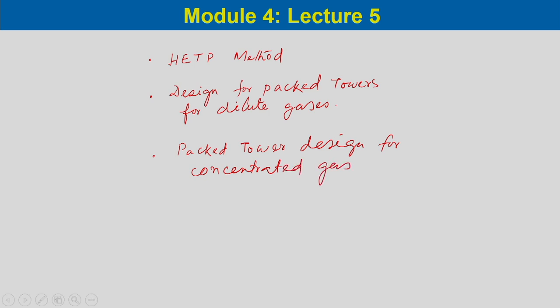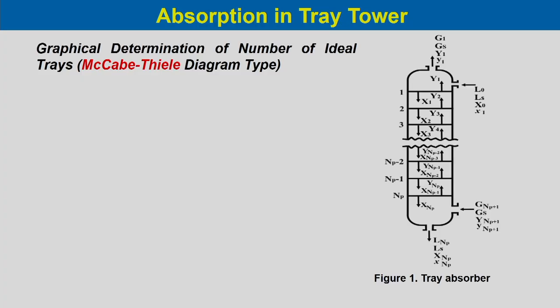In this lecture, we will mostly consider the design of plate towers, both for single component absorption and also an introduction to the multi-component system. Now, let us consider absorption in tray towers. As we introduced during the discussion of equipment for absorption and distillation, there are two major towers, one is packed towers, another is tray towers or tray absorber.